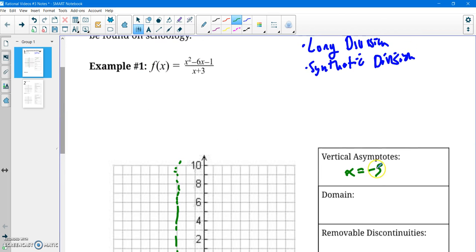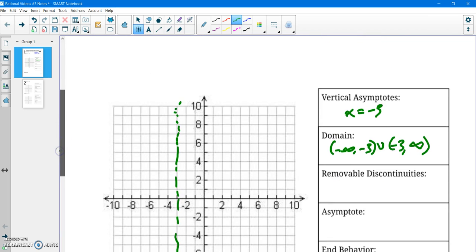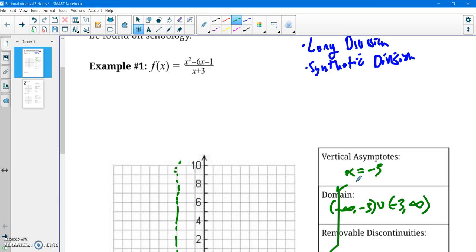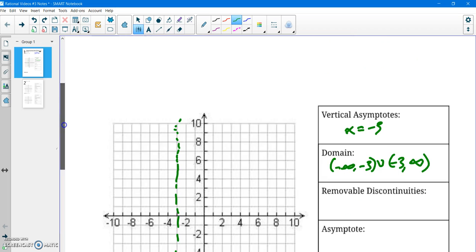My domain, that's my only restriction, is -3, so I can go from -infinity to -3. Can't hit -3. Pick right back up to infinity. There's no holes, there's no removable discontinuities because there were no common factors in the numerator and the denominator.